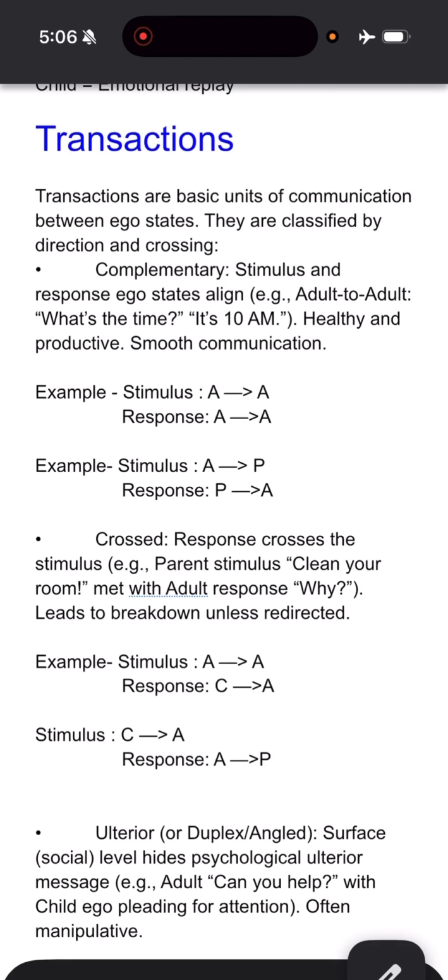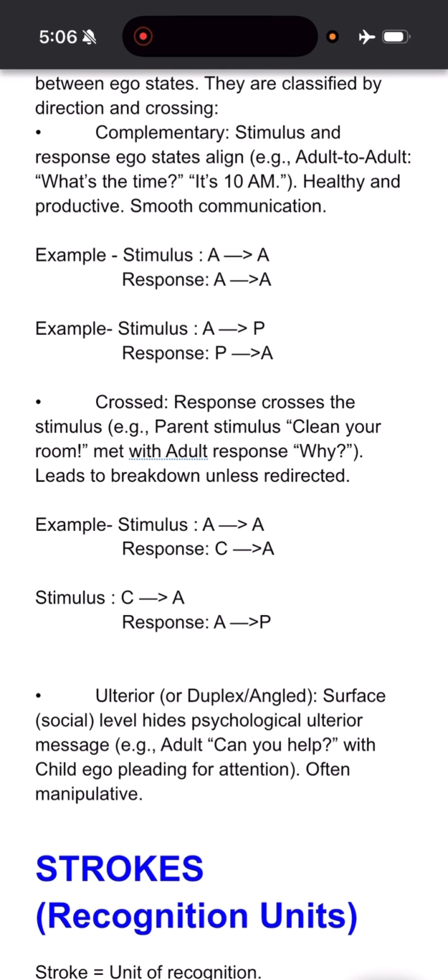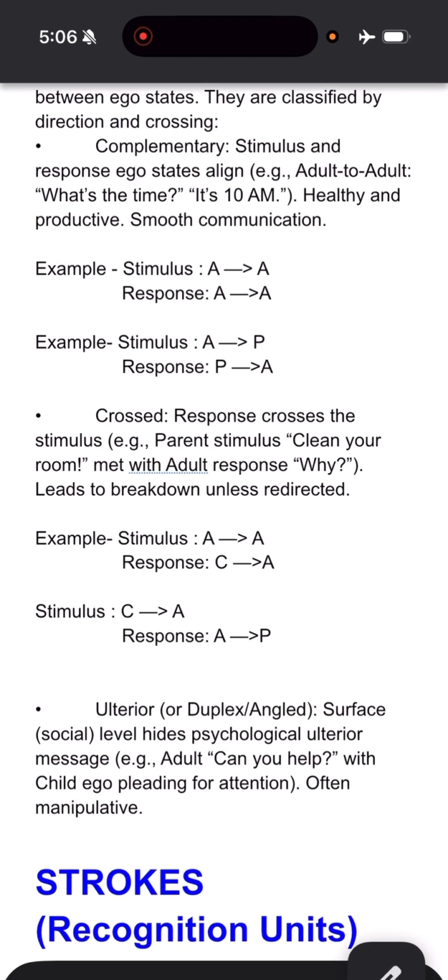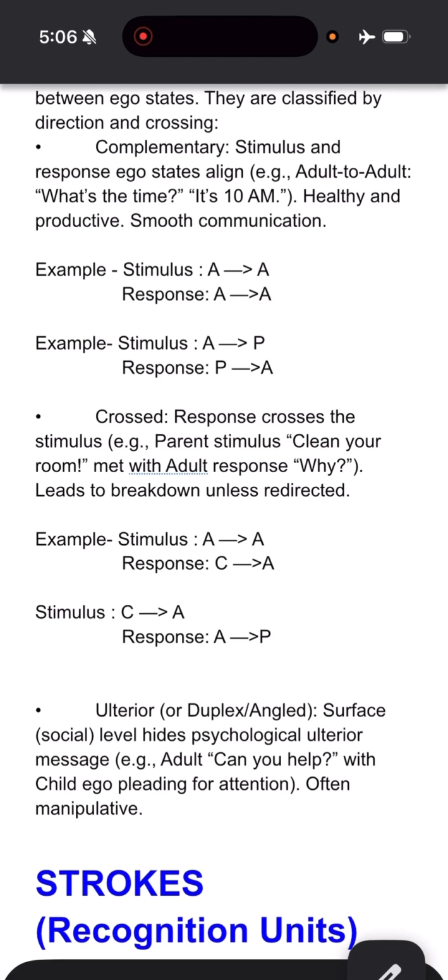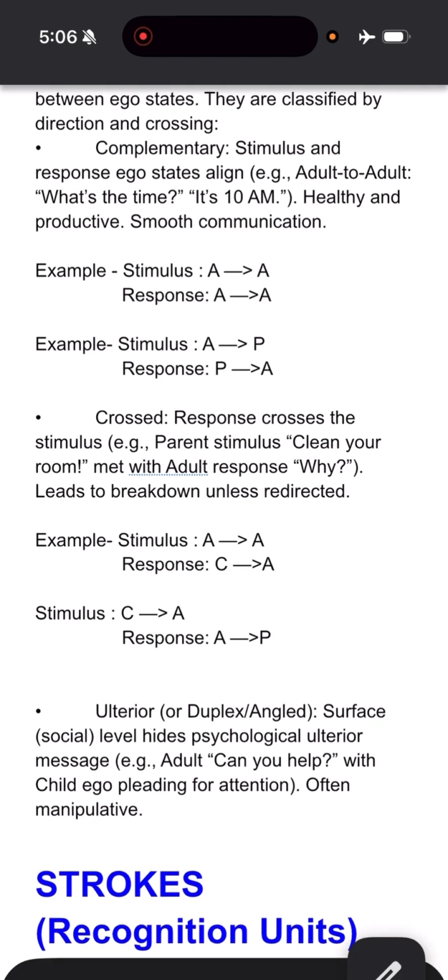But on the other hand, a crossed transaction means when the response and stimulus ego states do not align with each other. What we are expecting is not the same as what we are getting. For example, I am talking to you as an adult. I am an adult, I am talking to you as an adult, but you are behaving as a child and talking to me as an adult.